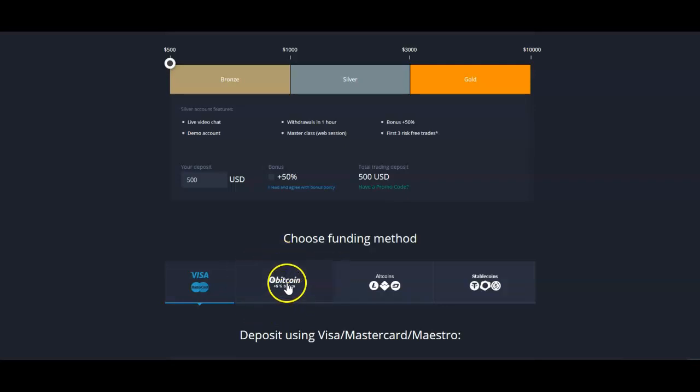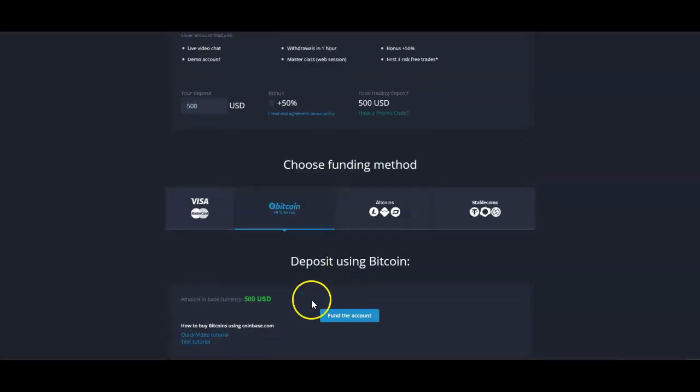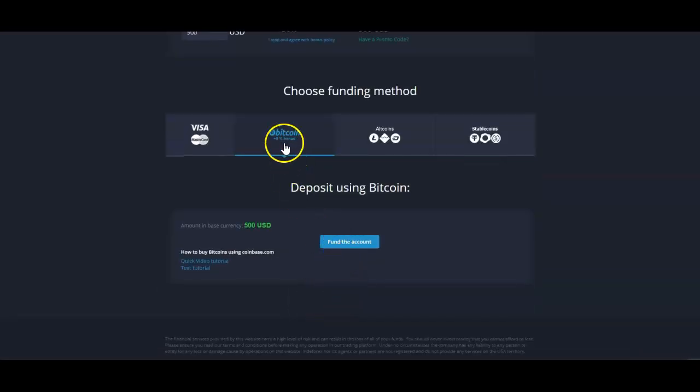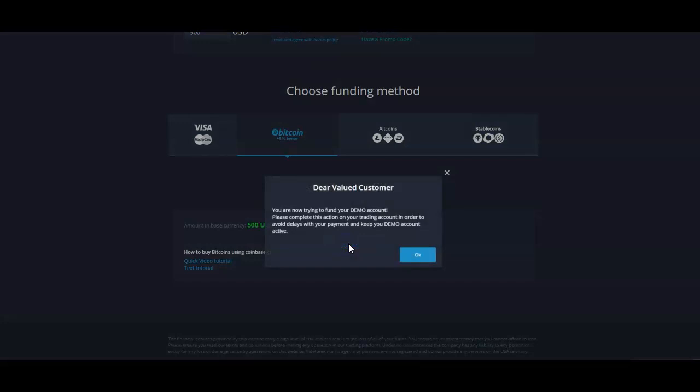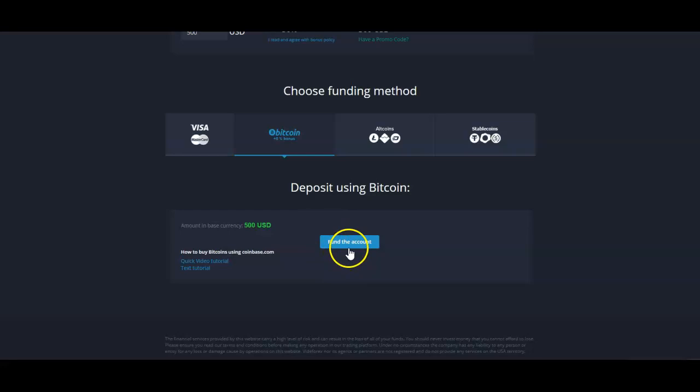Now, after you click on the dollar amount, you got your total, you're ready to click Bitcoin. You scroll down, and after you have Bitcoin highlighted, you click Fund the Account. So this is going to say you're trying to fund a demo account because obviously I can't fund a demo account, guys, but this is the way you do it. Once you click on Fund the Account, it's going to bring up the Bitcoin address you're going to send it to, and then it's also going to bring up the amount of Bitcoin or US dollars that you will need to send to honor the deposit you're initiating.